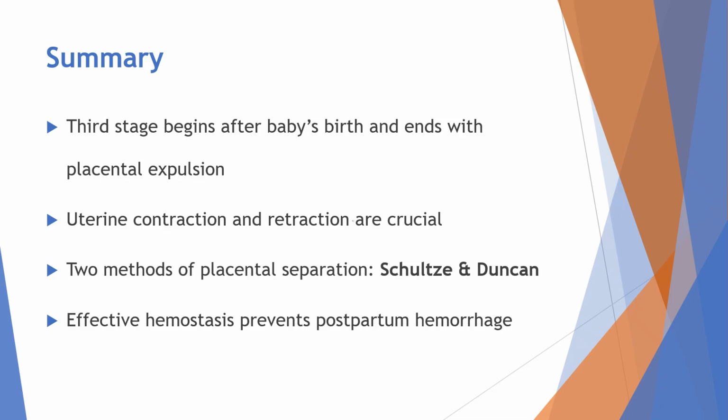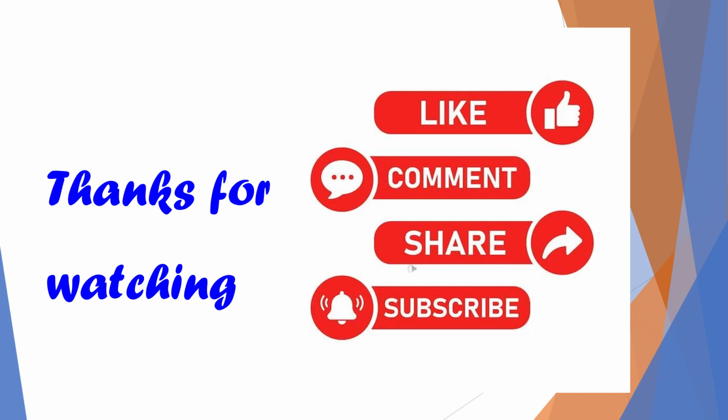Placental separation can occur by two methods, the Schultze method and the Duncan method, each having its own characteristics. Effective hemostasis after placental delivery is essential to prevent postpartum hemorrhage. Proper understanding and careful management of the third stage of labor by nurses and midwives play a vital role in ensuring maternal safety. This brings us to the end of today's class on the third stage of labor.